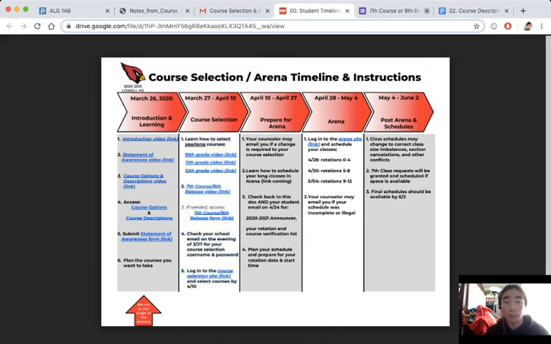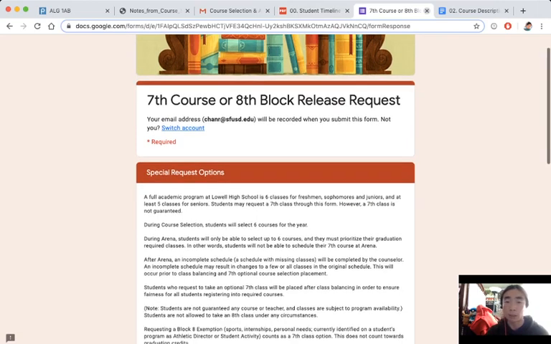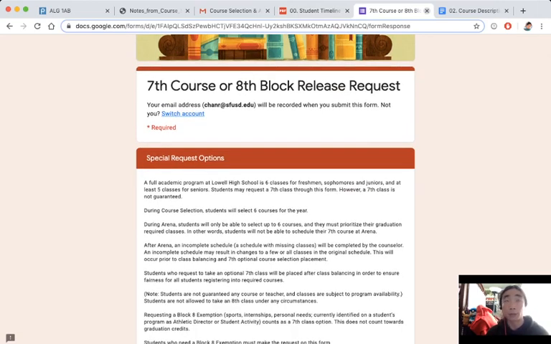Something that's new this year is also this seventh course and eighth block request sheet. Okay, this is new for the semester. During course selection, you're only supposed to pick 6 classes. You have to prioritize which 6 classes you definitely want, and then you can apply for a seventh course. You are not going to be guaranteed that seventh course because of all these things they wrote, like class enrollment or just teacher availability, so on and so forth. That's the purpose of this Google form.